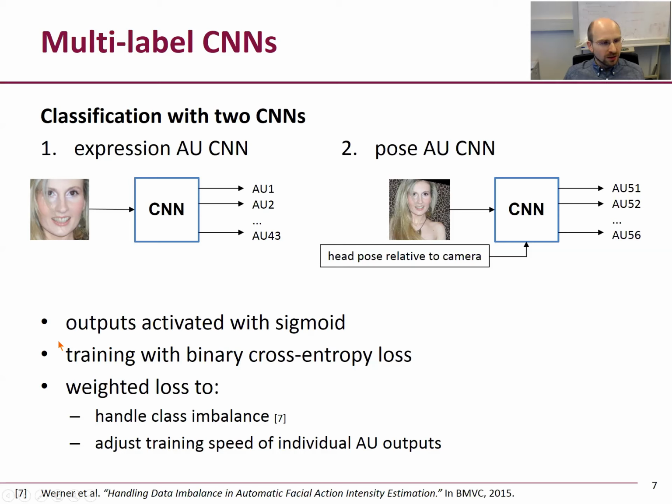The outputs of the CNN are activated with the sigmoid function. The training is done with binary cross-entropy loss, and the loss is weighted to handle class imbalance and also to adjust the training speed of the individual action units.